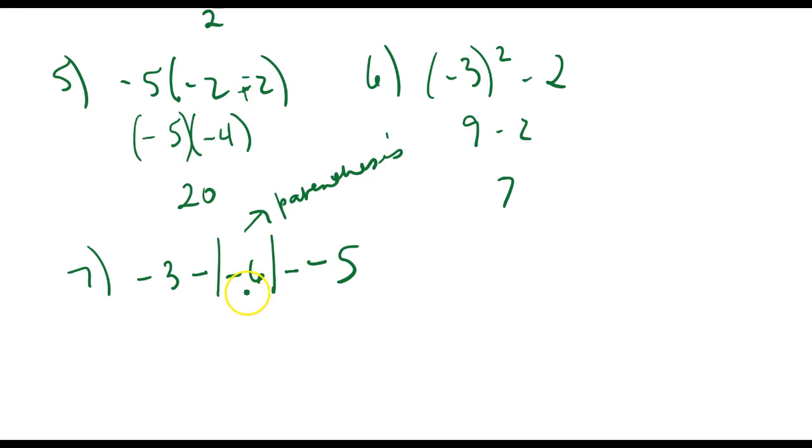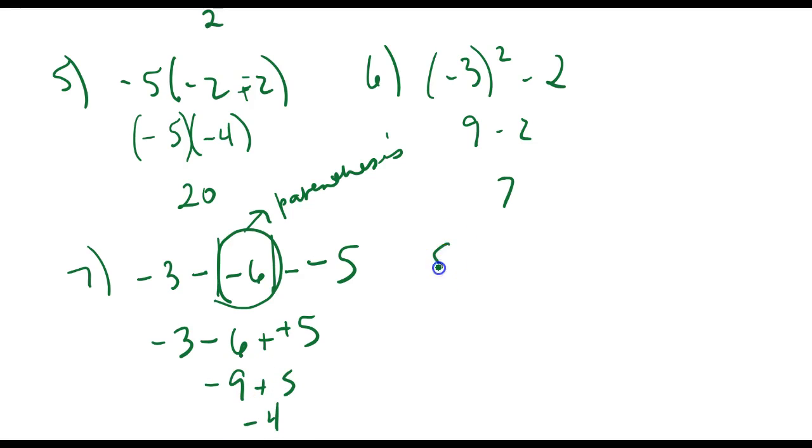So the absolute value of negative 6 means the distance that this is from 0. So I'm going to recopy the rest of this stuff. And this right here is a distance of 6 away. Now I don't like a double negative. Minus a negative is the same thing as plus a positive. And now I'm going to work left to right because everything is either add or subtract. So negative 3 minus 6 is negative 9, plus 5, negative 4. I wonder how many got that right. That's kind of tricky.